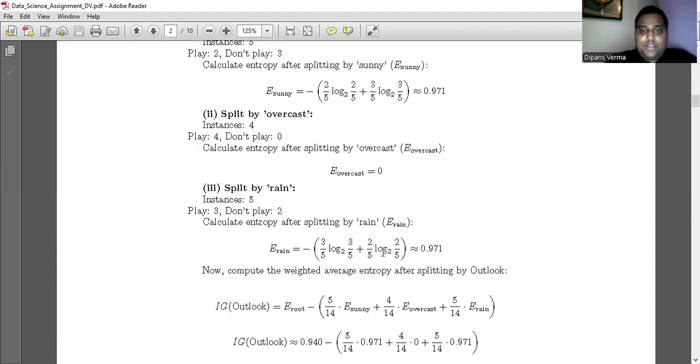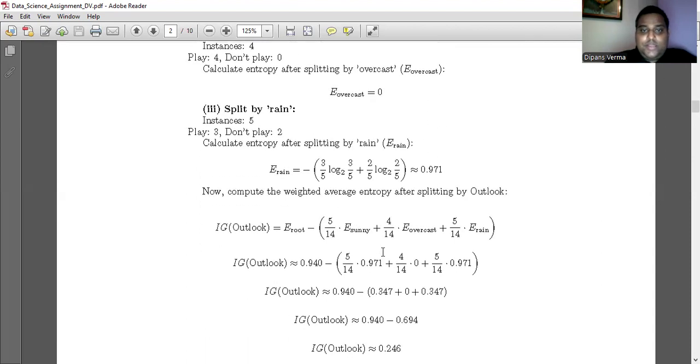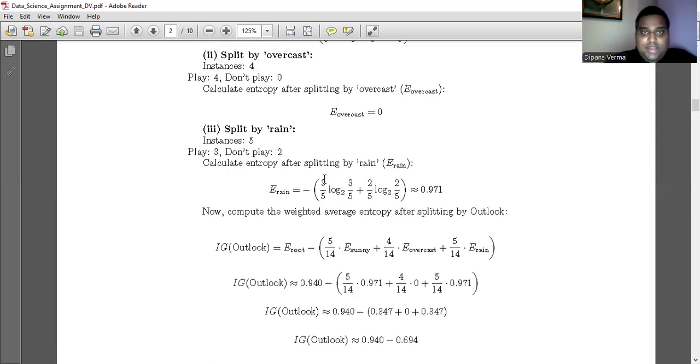Now we will calculate the information gain by computing the weighted average entropy, because we have split it by outlook, right? So what is the formula we will use? E root minus of 5 by 14 dot E sunny plus 4 by 14 dot E for overcast plus 5 by 14 into E rain. So I am multiplying by this 5 by 14, right?